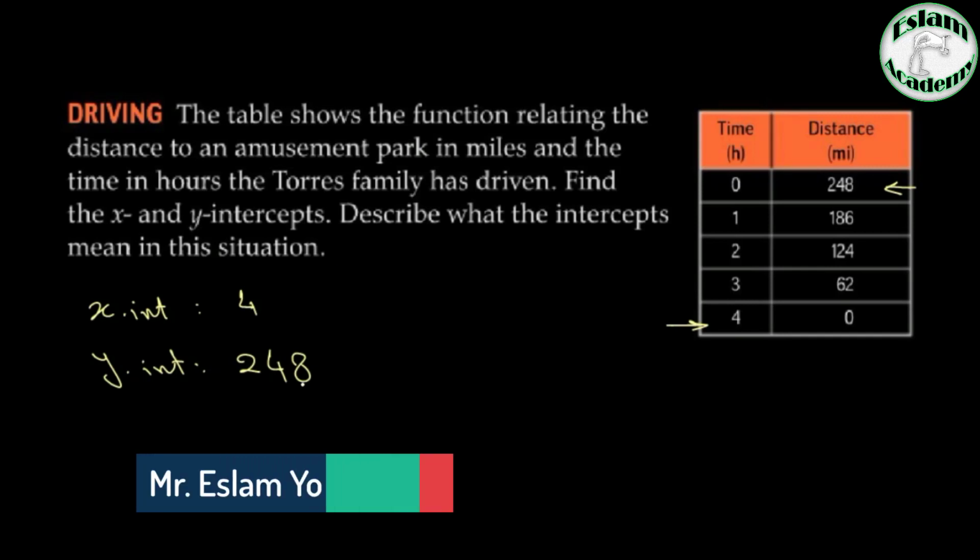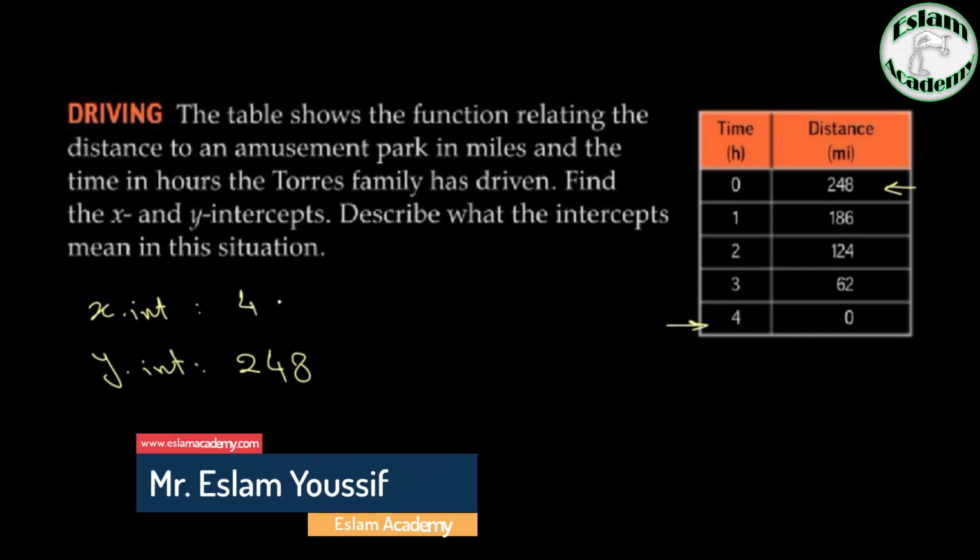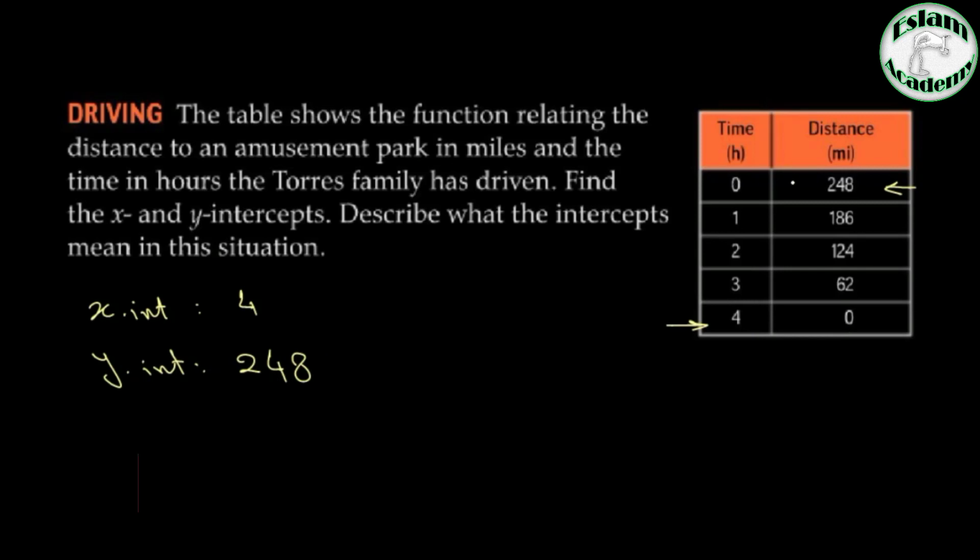What is the meaning of the x-intercept and y-intercept? The x-intercept means that after 4 hours, the distance will be 0. The y-intercept means that at 0 hours, at the beginning of the time, you will find that the distance will be 248.